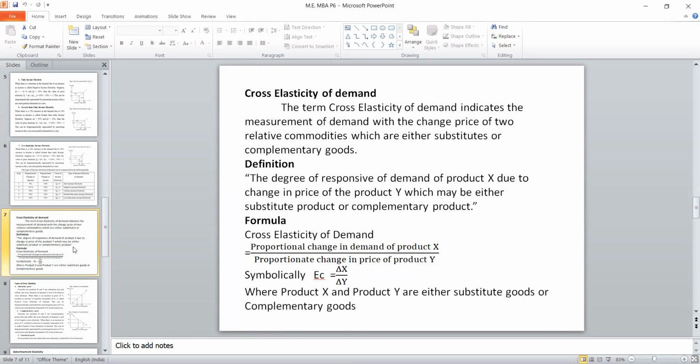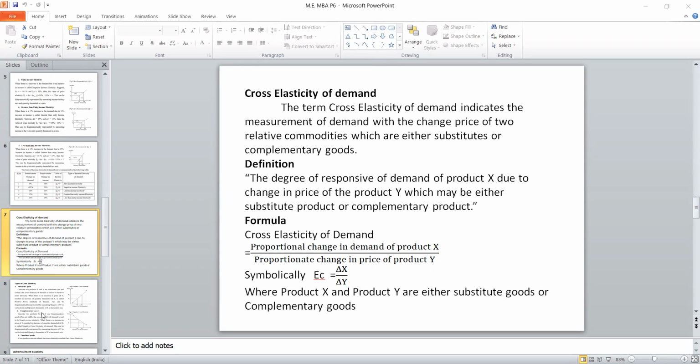The formula for calculating cross elasticity I already told. Demand of one product will be related with the price of the next product. X and Y may be related goods, either substitute or complementary. The formula is the same, delta X by delta Y, but you have to change the wordings. So the definition goes like this: the degree of responsiveness of demand of a product X due to change in price of product Y, which may be either a substitute or a complementary good.